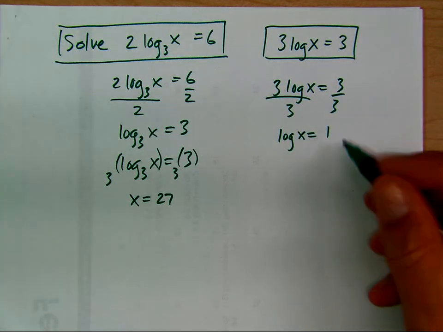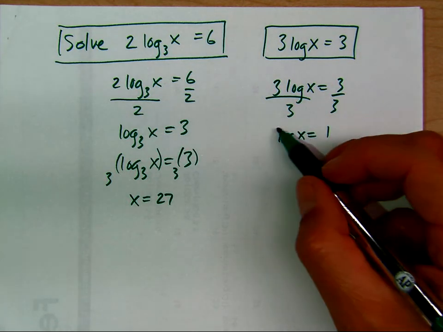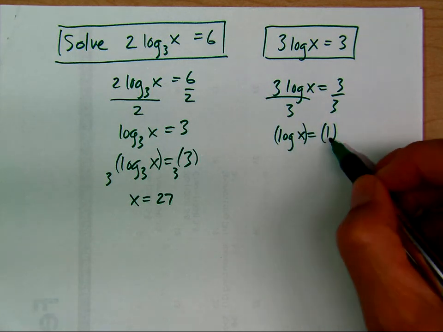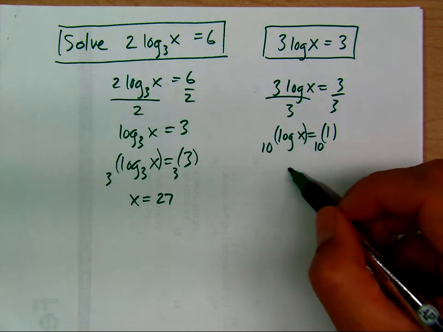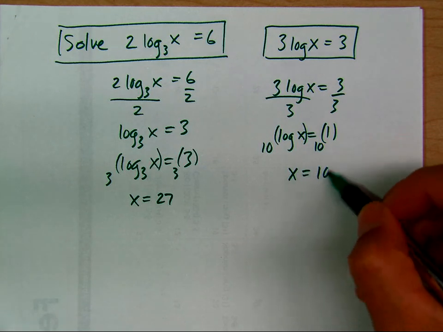So we have to remember that the base is 10. We want to make each of these the exponent of 10. So this will be x. 10 to the 1 is 10.